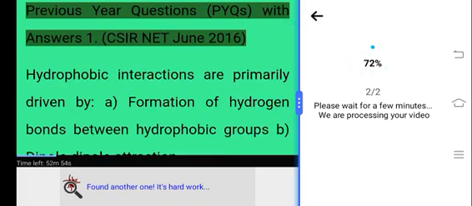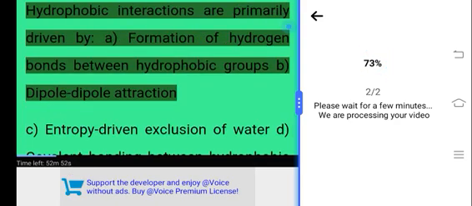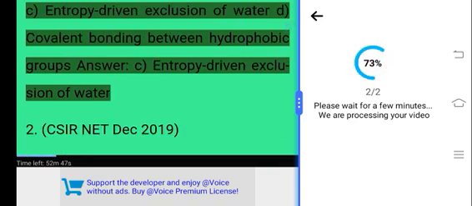Previous year questions, PYQs, with answers. 1. CSIR NET June 2016. Hydrophobic interactions are primarily driven by: A. Formation of hydrogen bonds between hydrophobic groups. B. Dipole-dipole attraction. C. Entropy-driven exclusion of water. D. Covalent bonding between hydrophobic groups. Answer: C. Entropy-driven exclusion of water.